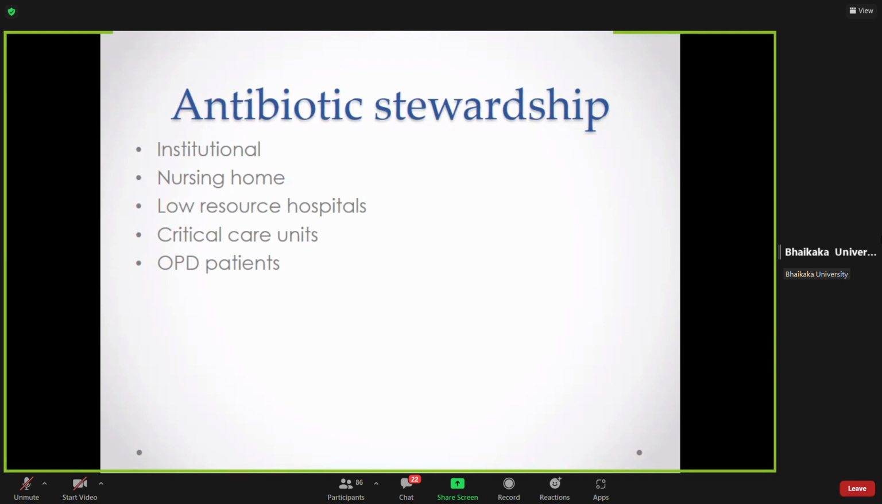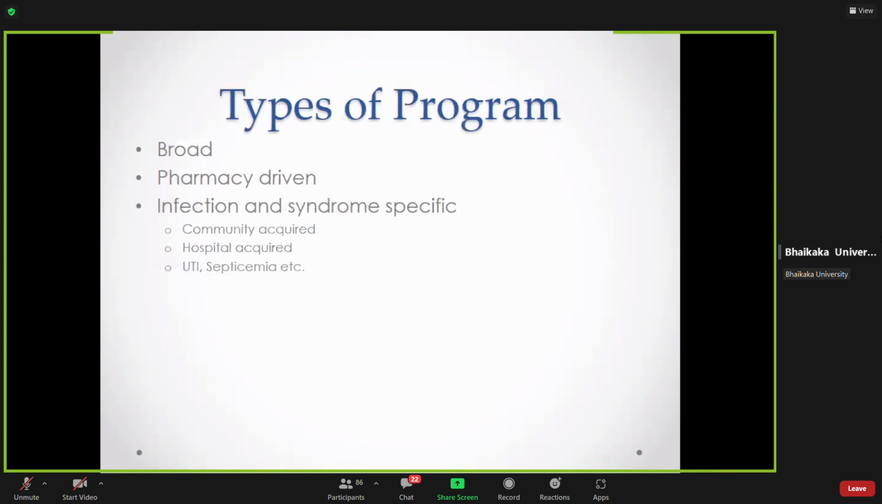If it is institutional, if it is nursing home specific, if it is OPD patient specific, the module will be changing. So based on the structure where you are fitting into, the module can be implemented. Now, how the program works, I'm just giving you a brief idea about it. There could be three varieties of the program.